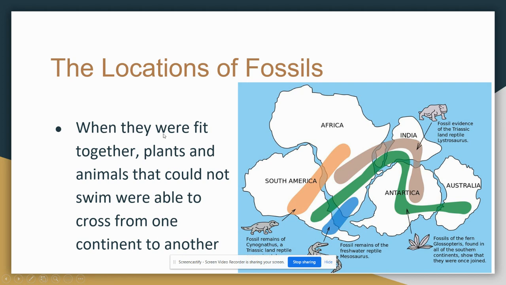When they were fit together, plants and animals that could not swim were able to cross from one continent to another.